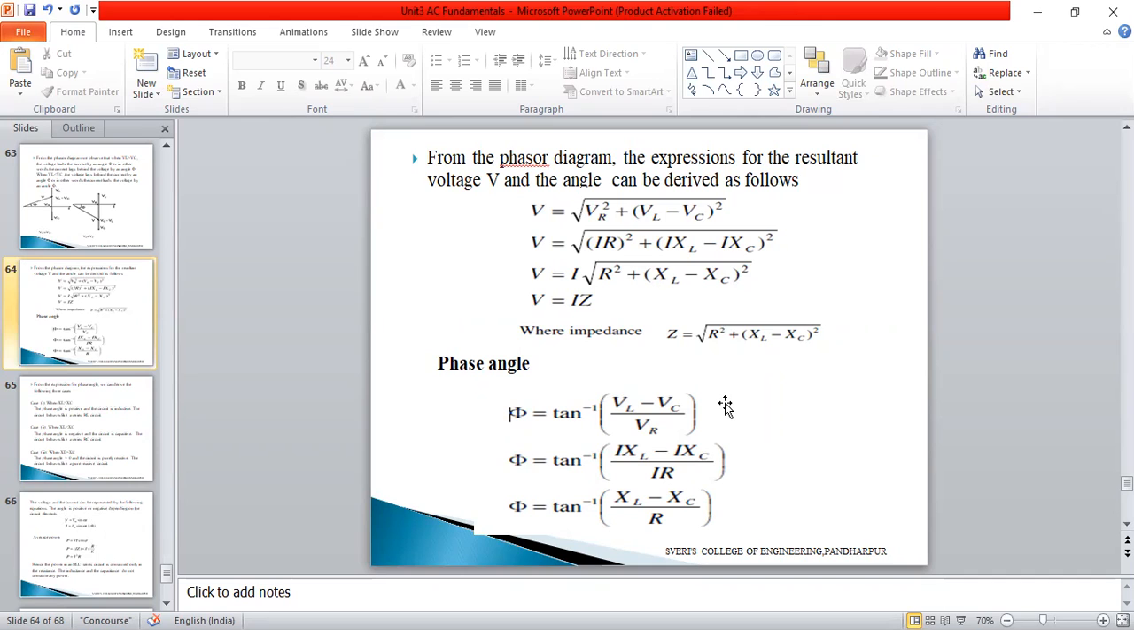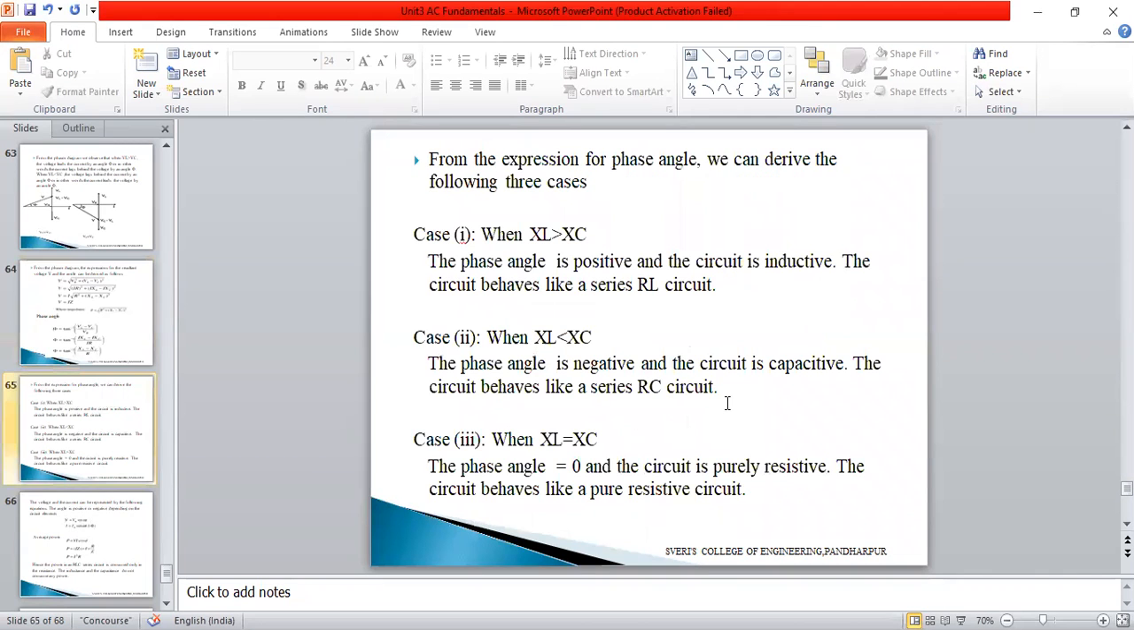Next line, case 2. Case 2: when VL is less than VC, or XL is less than XC, write down: the phase angle is negative.